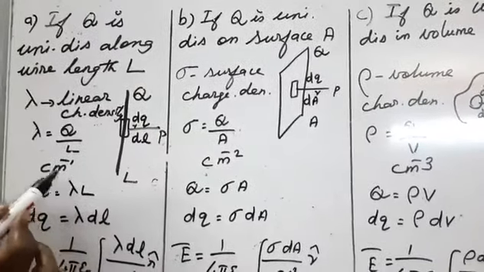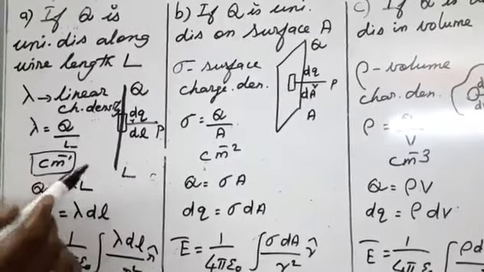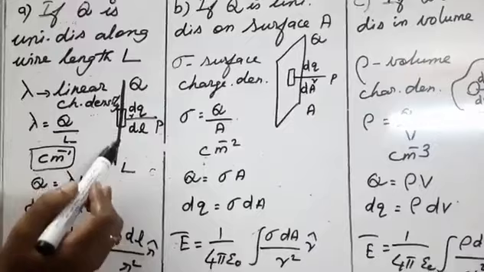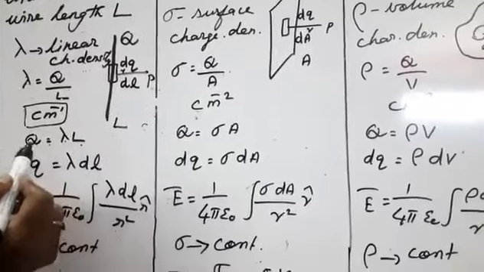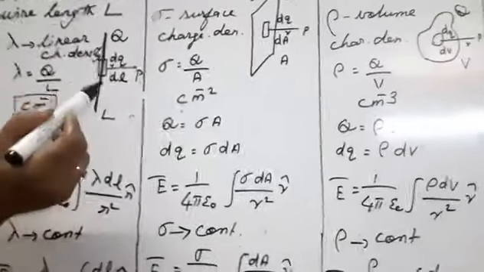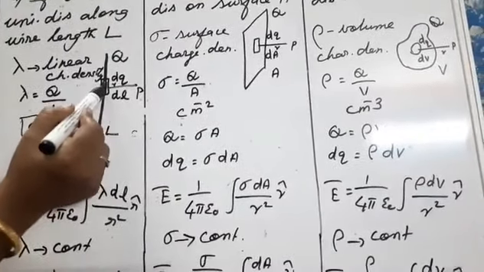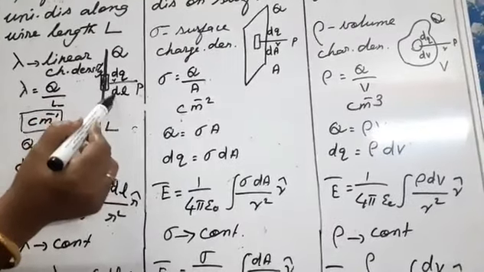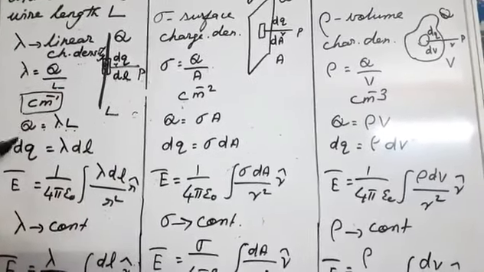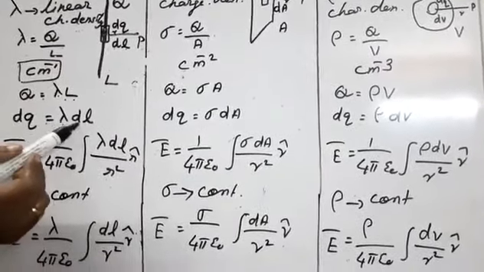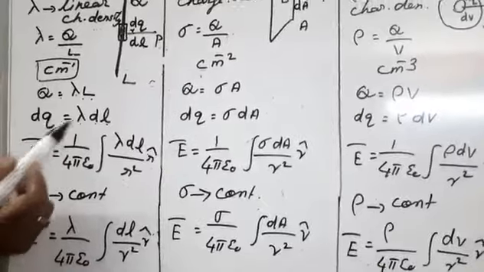The unit is, for Q coulomb and length meter, so the unit is C m minus 1. And next, this Q value we have to calculate. Therefore lambda equals Q by L, so Q equals lambda L. Then in this wire, we take a small element. In this small element, the charge is dq and the length is dl. Take a point P at a distance r. Now the dq value equals lambda times dl. Therefore dq is equal to lambda dl.